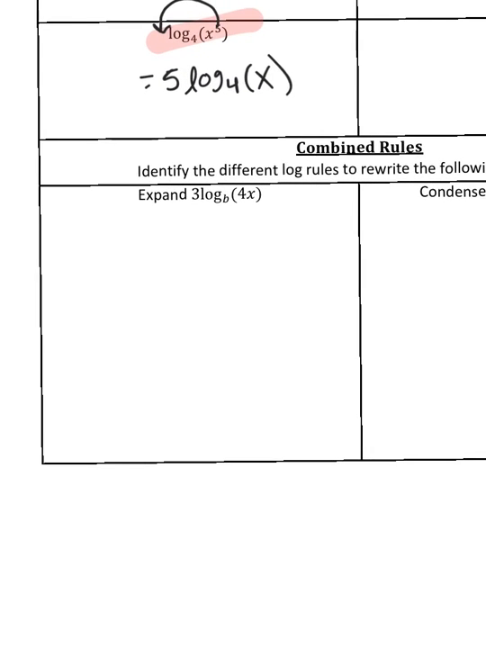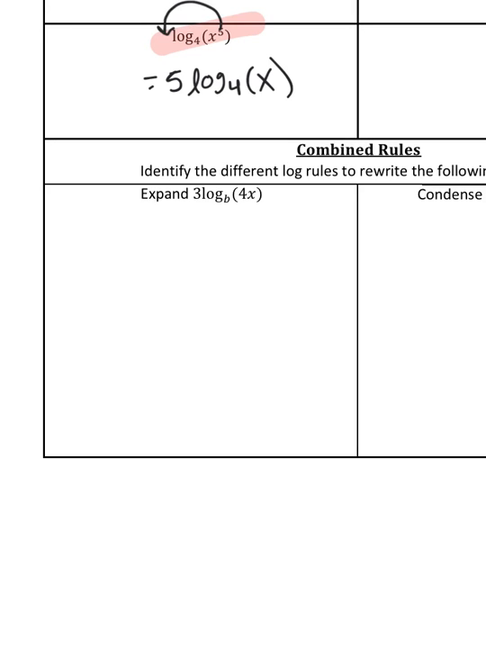They're going to be combining multiple rules for you to use at one time. So let's first identify on this problem, the expanding one, what's happening between the things in parentheses. Think to yourself, am I multiplying or am I dividing? Well, there's no symbol in between, so that means that we're multiplying. So I know here that I'm going to be using the product rule as one of them.